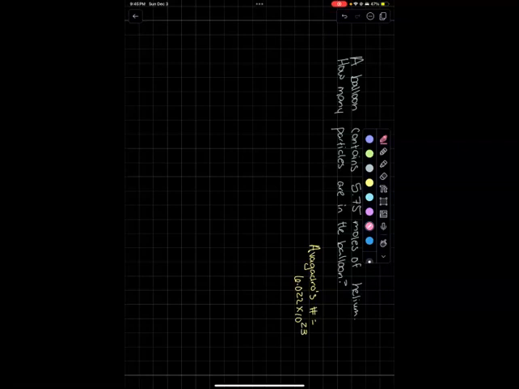So in this problem, we have a balloon, and this contains 5.75 moles of helium. We need to figure out how many particles are in the balloon. And our key thing is that we need to know that Avogadro's number is equal to 6.022 times 10 to the 23rd, and that represents how many particles of helium are in 1 mole.